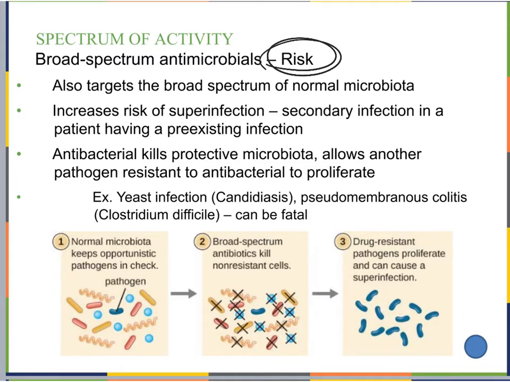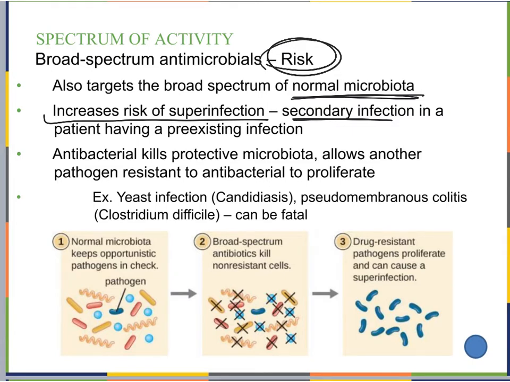All right, so broad spectrum antimicrobials are also going to target our normal microbiota, and that's the biggest danger, the biggest risk, along with resistance. The biggest risk inside of our bodies is that it will go in and cause the death of our natural or normal microbiota. What this does is increase the risk for superinfection. A superinfection is a secondary infection in the patient when we already have a primary infection.